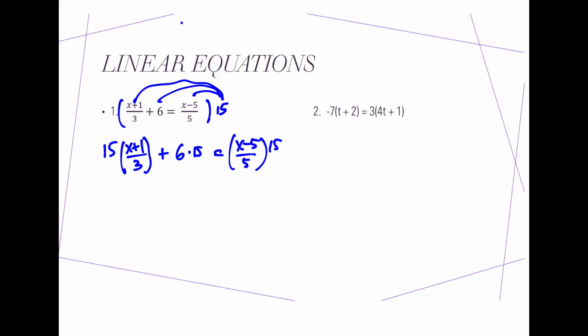And so the 15 is going to each of these terms. So think of it as 15 over 1 when I'm interacting with a fraction. When it's with the 6 there, I don't need to really think of it in that way. But 3 does go into 15 5 times. So that leaves me, and 5 over here goes into 15 3 times. So this leaves me with 5 times x plus 1 plus 6 times 15, which is 90. And 3 times x minus 5.